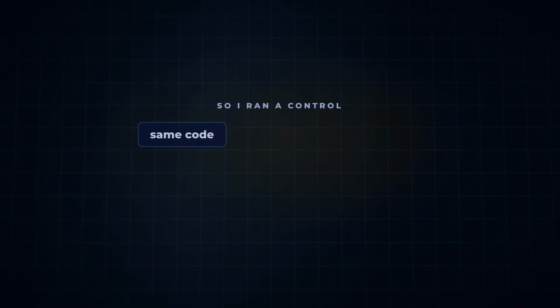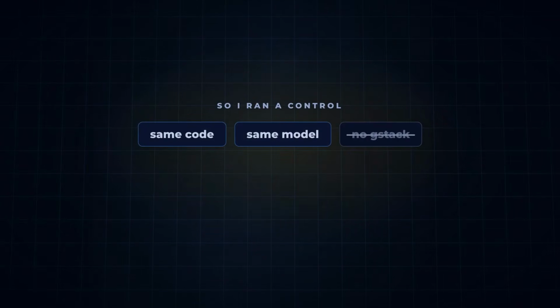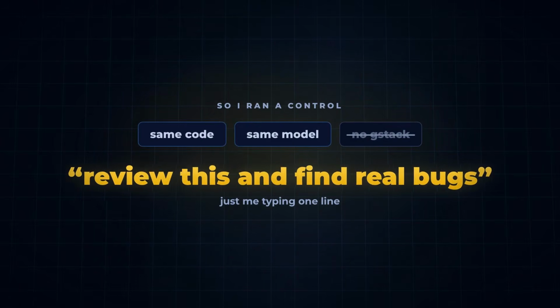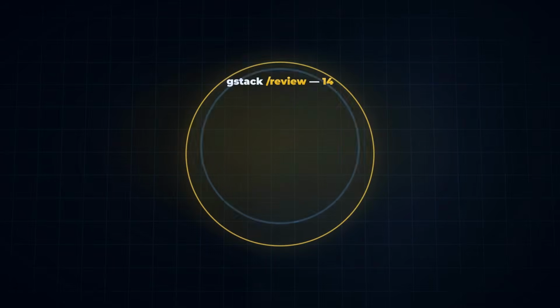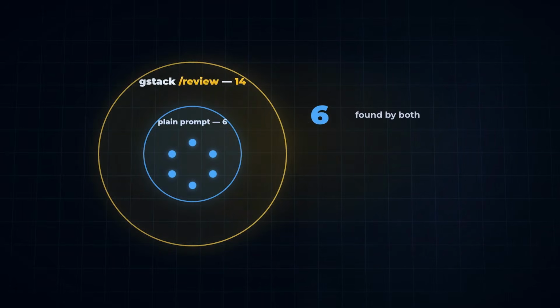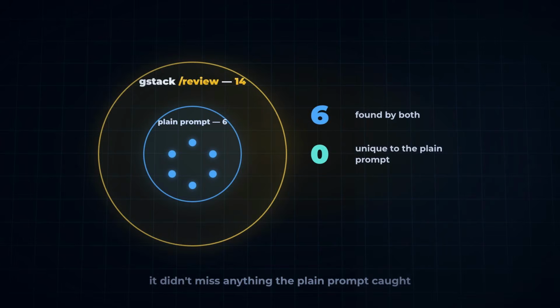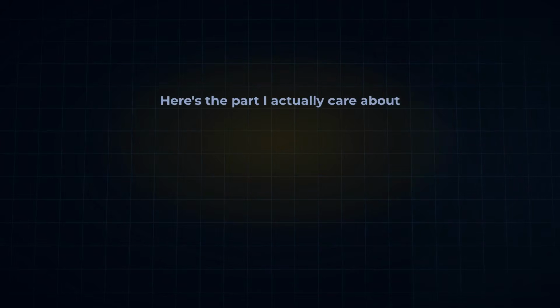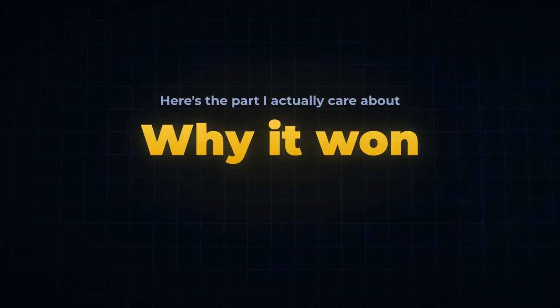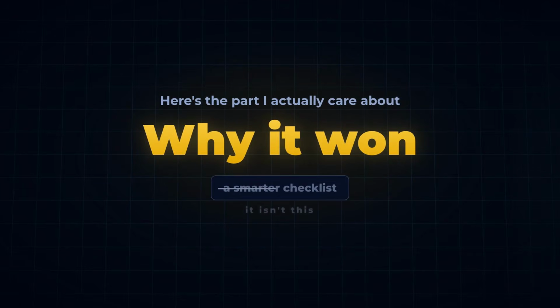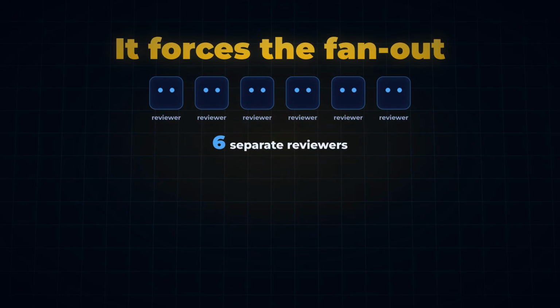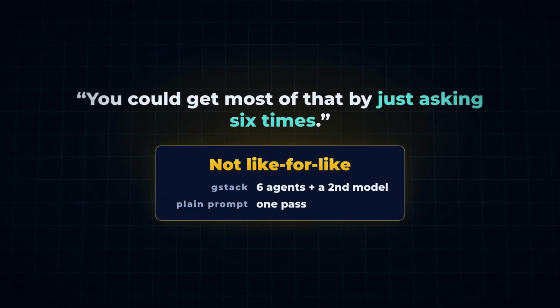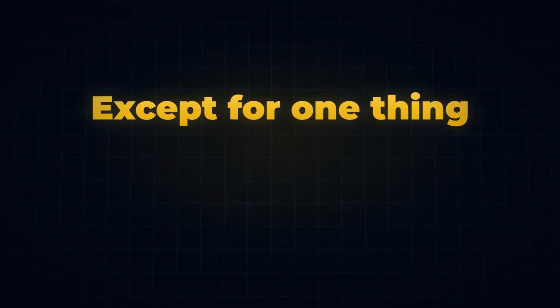So I ran a control, same code, same model, no gstack, just me typing, "review this, and find real bugs." That found 6. And every single one of those 6 was already inside gstack's 14. So it didn't miss anything the plain prompt caught, and it found 8 more on top. But here's the part I actually care about, which is why it won. It's not that the checklist is smarter, it's that gstack forces it to fan out. 6 separate reviewers plus a second AI model checking the first one's work. You could get most of that by just asking 6 times, except for this one thing.